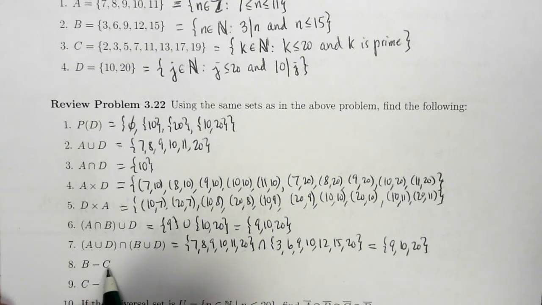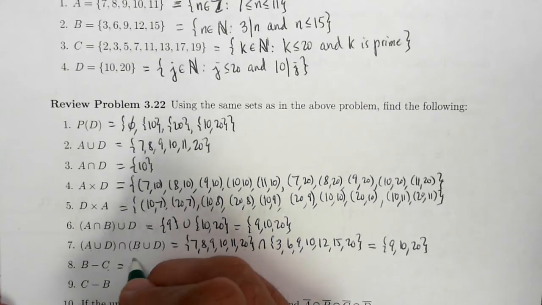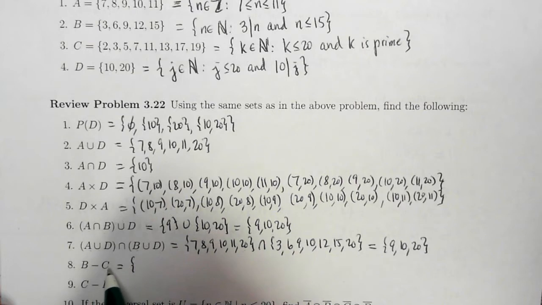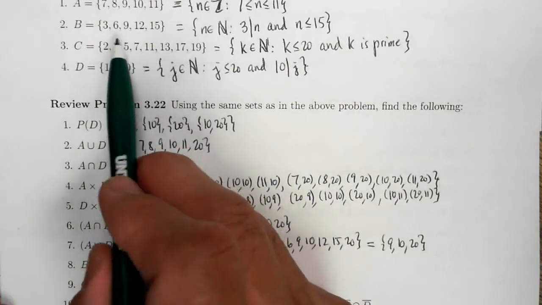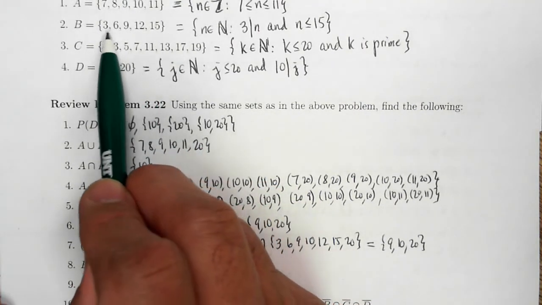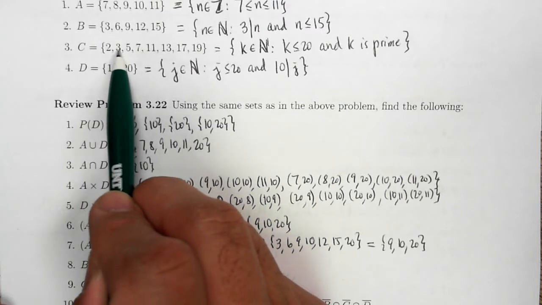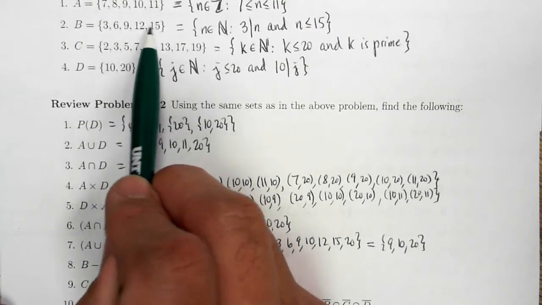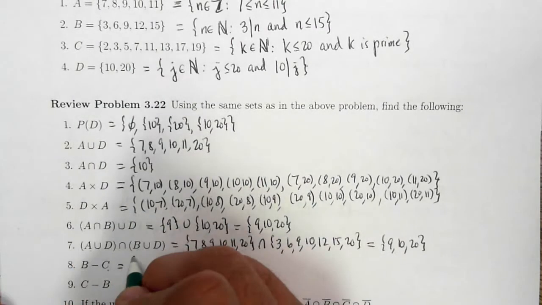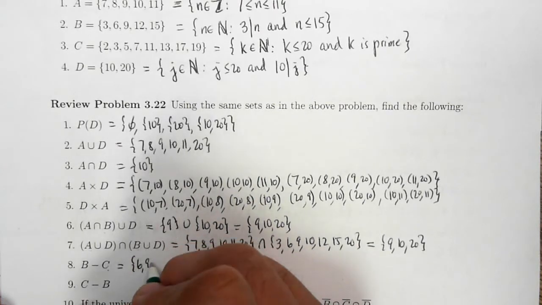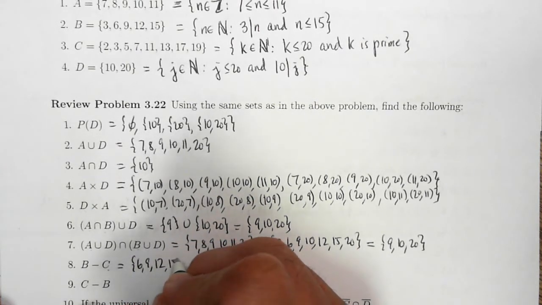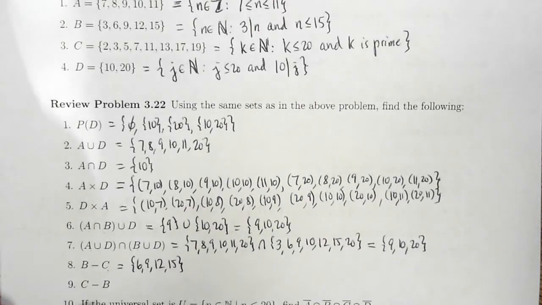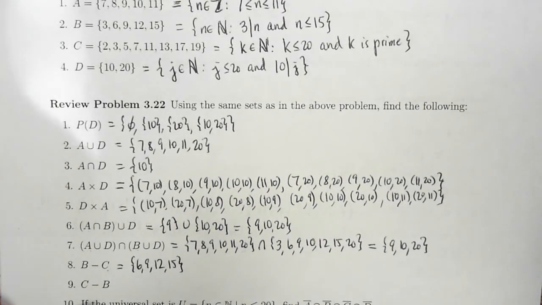Okay, B minus C. So this means everything that's in B but not in C. So what's in B but not in C? Well, 3 is in C, so I don't want to list that, but all these other things are not in C. So 6, 9, 12, 15. Those are the things that are in B, but not in C.